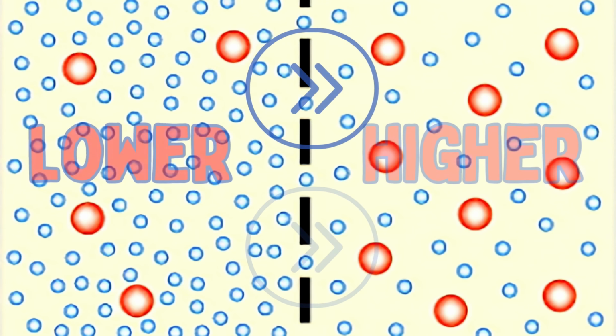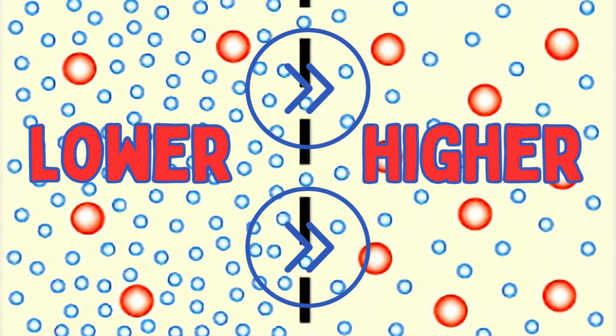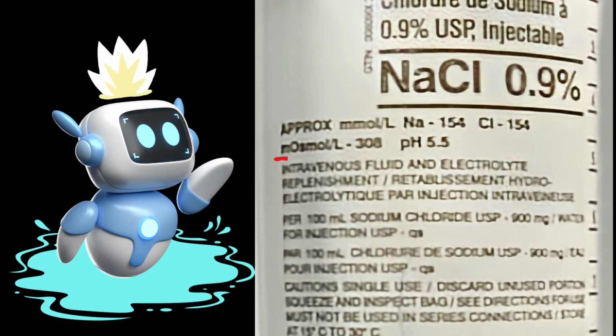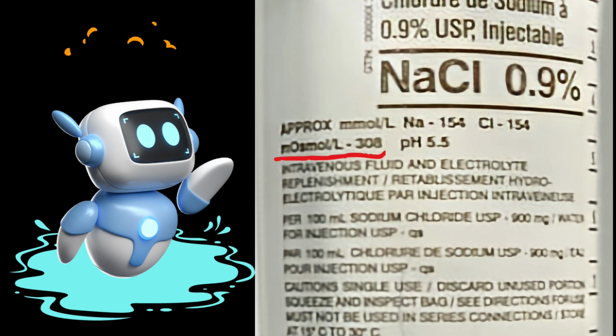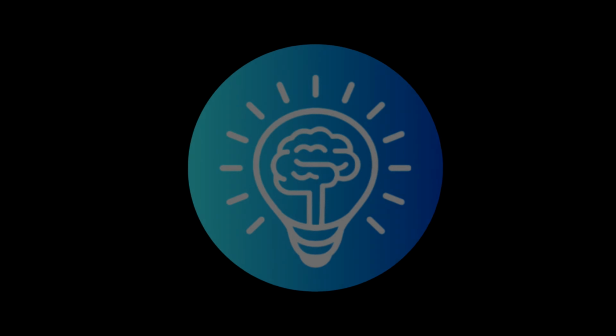The only thing needed for osmosis to occur is a semi-permeable membrane that allows for the passive exchange of water across it. So simple concept. Osmolarity is measured in osmoles or milliosmoles per liter of solution, which is written like this. An example of this, if you look at a bag of 0.9 normal saline, right here you see 308 milliosmoles per liter. So this is referring to the product's osmolarity.